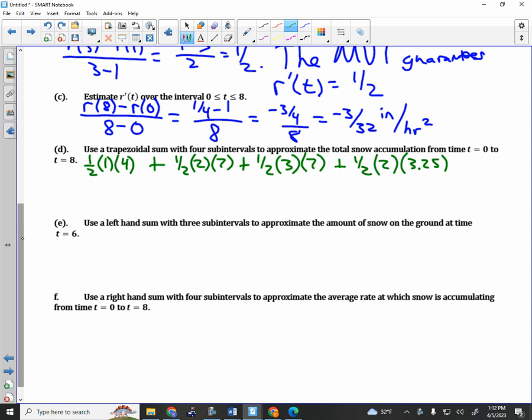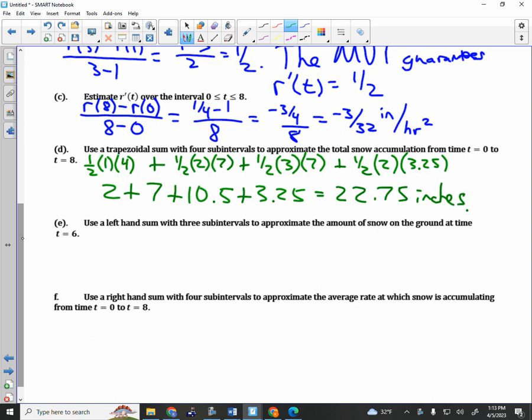Great. So that's going to be our accumulation. Watch how nicely we can work this through. What's 1/2 of 4? Times 1, plus 1/2 of 2 times 7 is 7. 3 times 7 is 21. Half of 21 is 10.5. Half of 2, so 3.25. So we added up: 2 plus 7 is 9. 19.5. 22.75 inches. That's what we estimate the accumulation to be.